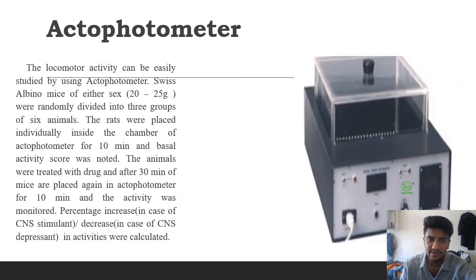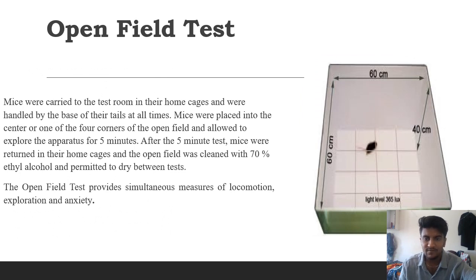Then we have actophotometer, which is used to check the motor activity due to CNS depressants or CNS stimulants. This is the actophotometer, and you check before treatment and after treatment, the percent increase, right? Open field: the open field for rats has a different dimension, and for mice a different dimension. You check the exploratory activity. It is a model for anxiety as well.